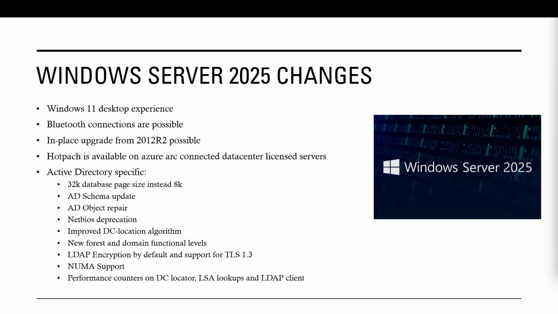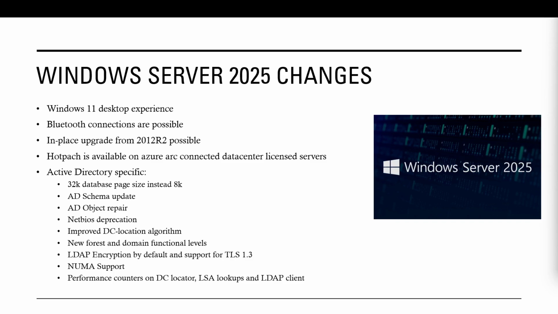Windows Server 2025 has had many changes on the way. So you now have a Windows 11 desktop-alike experience. Bluetooth connectivity is possible using Bluetooth mice, keyboards and headsets, for sure when your system has a chipset for it. You can now also perform in-place upgrades from 2022, 2012 R2 and above. You also have the hotspot functionality available when your system is connected to Azure Arc and has a datacenter license.